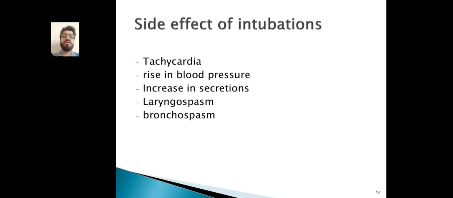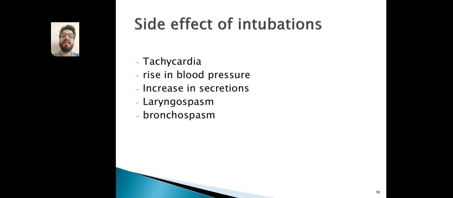There can be certain side effects, or reactions at the time of intubation, which we call intubation reactions. In that case there can be tachycardia, which is a condition where there is increased heart rate. There can be an increase in the blood pressure as well. There can be an increase in the secretions, especially the secretions that come to the throat.